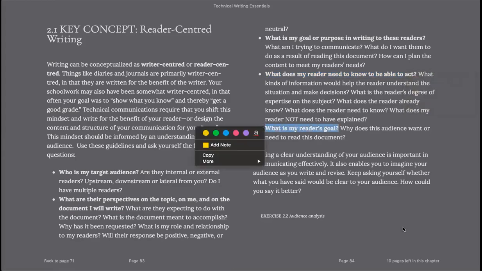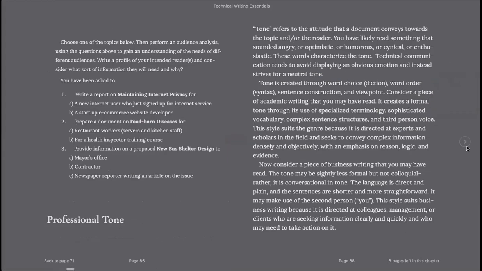And what is my reader's goal? What does my reader need? What does my reader ask me to remind them of, or to tell them, or to research and provide information for? Do I need to give them more than that? Yes, sir. Any questions so far? No.